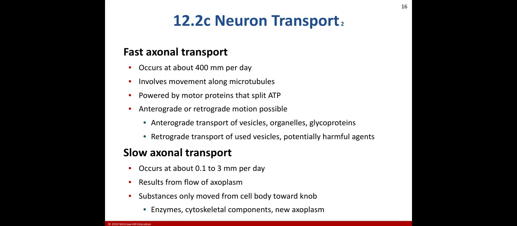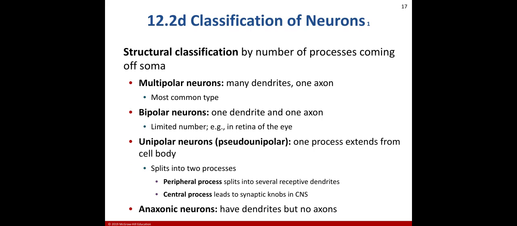Slow transport is much slower, like max 3 millimeters per day. And this is going to be for moving things from the cell body toward the synaptic knob, so that anterograde, away type of movement. And that'll be things like enzymes, cytoskeleton. If we need more of the axoplasm, which is the cytoplasm for the nerve, that's going to be slow transport. Okay.